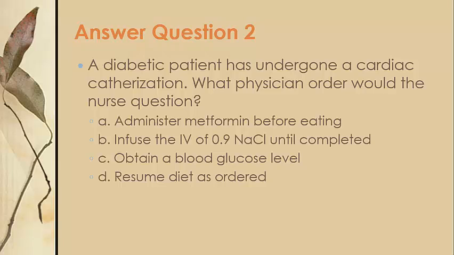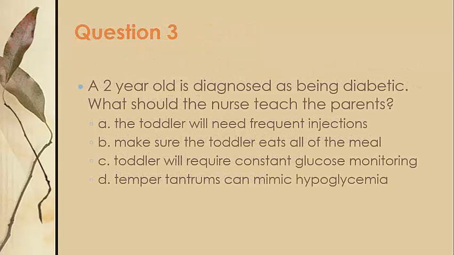Okay, let's go on to question 3. We have a 2-year-old. A 2-year-old is diagnosed as being diabetic. What should the nurse teach the parents? The toddler will need frequent injections. Make sure the toddler eats all of the meal. Toddler will require constant glucose monitoring. Temper tantrums can mimic hypoglycemia.